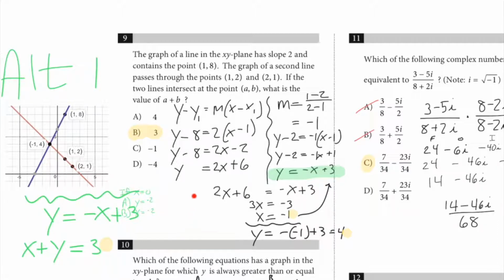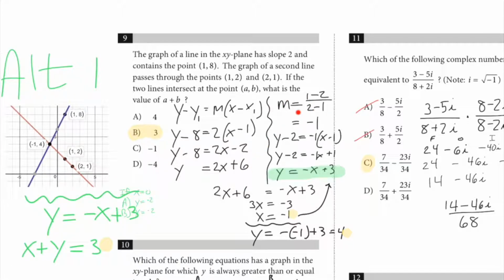Well, you can do this completely algebraically with all equations if you want, and that would be fine. So you have the point-slope form, which you should have memorized, and then you plug in the point (1, 8) with a slope of 2. When you simplify all that down, you eventually get y equals 2x plus 6.